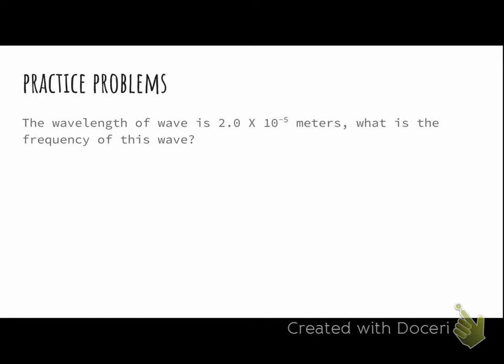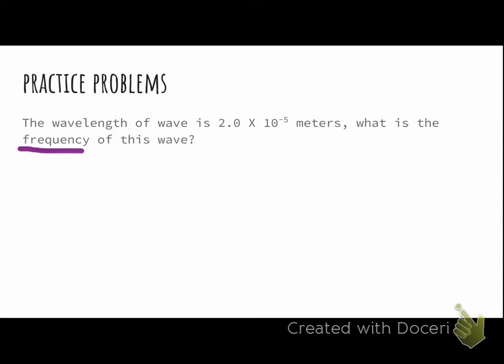So the first one that we're going to do, we're going to find frequency here. The wavelength of a wave is 2.0 times 10 to the negative 5th meters. Go ahead and do this as a practice problem, then you'll be able to plug your wavelengths in. So we're looking for the frequency. This is the first thing that you have to find for part of your extra credit.